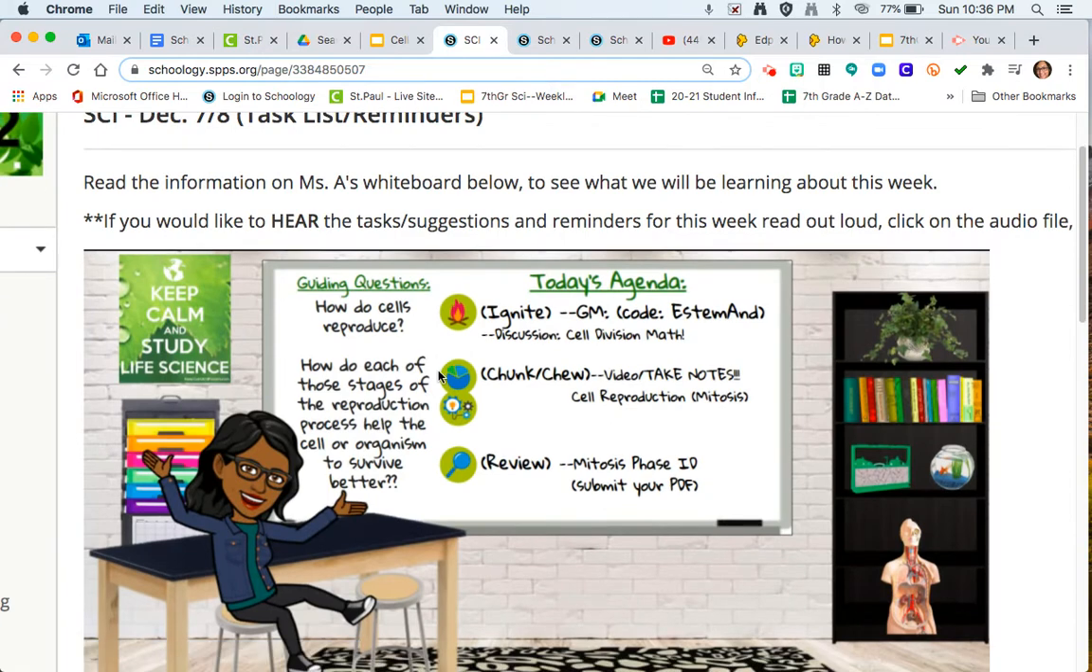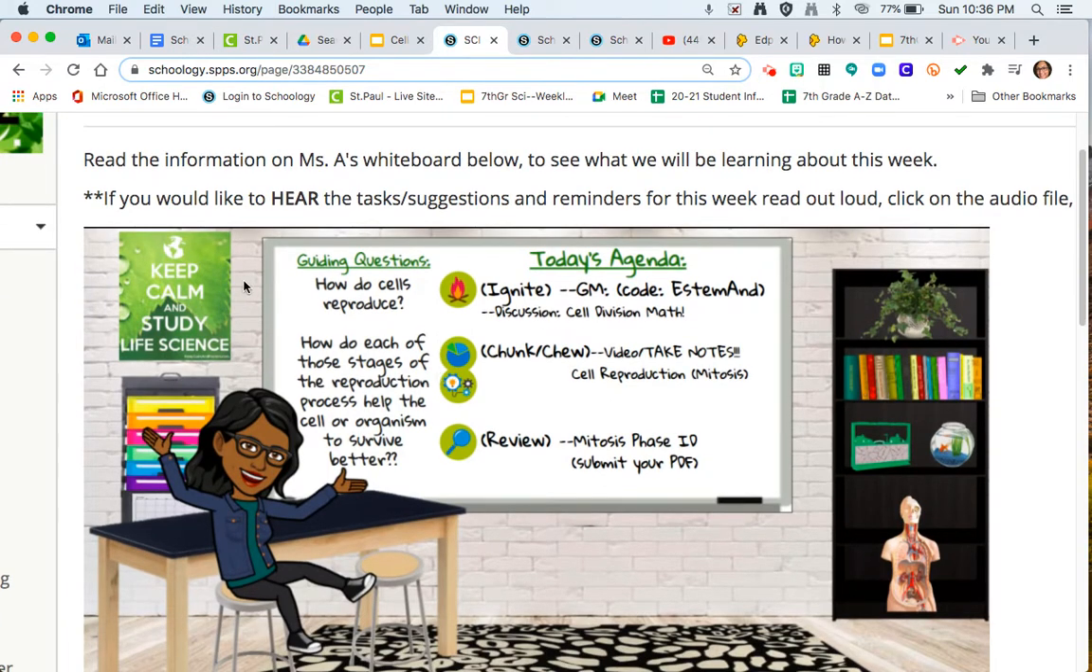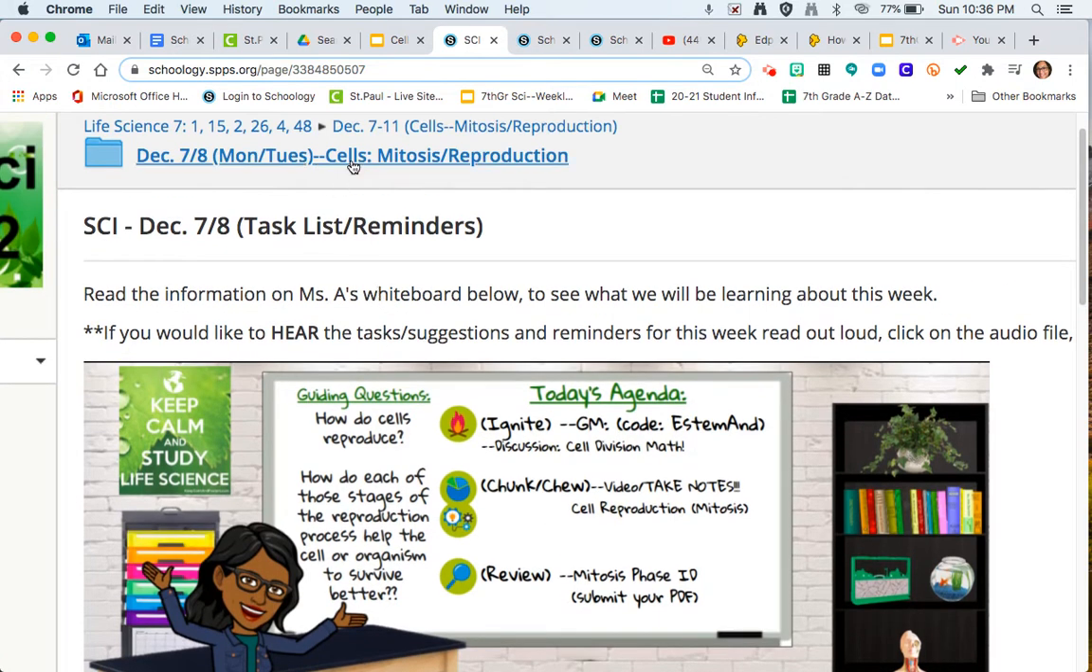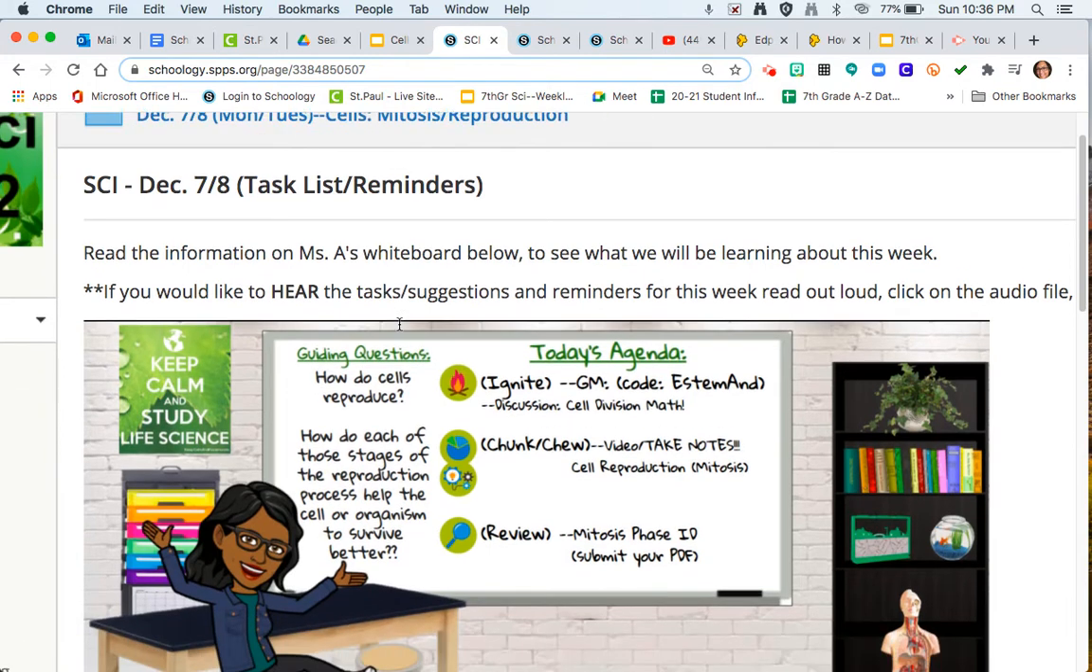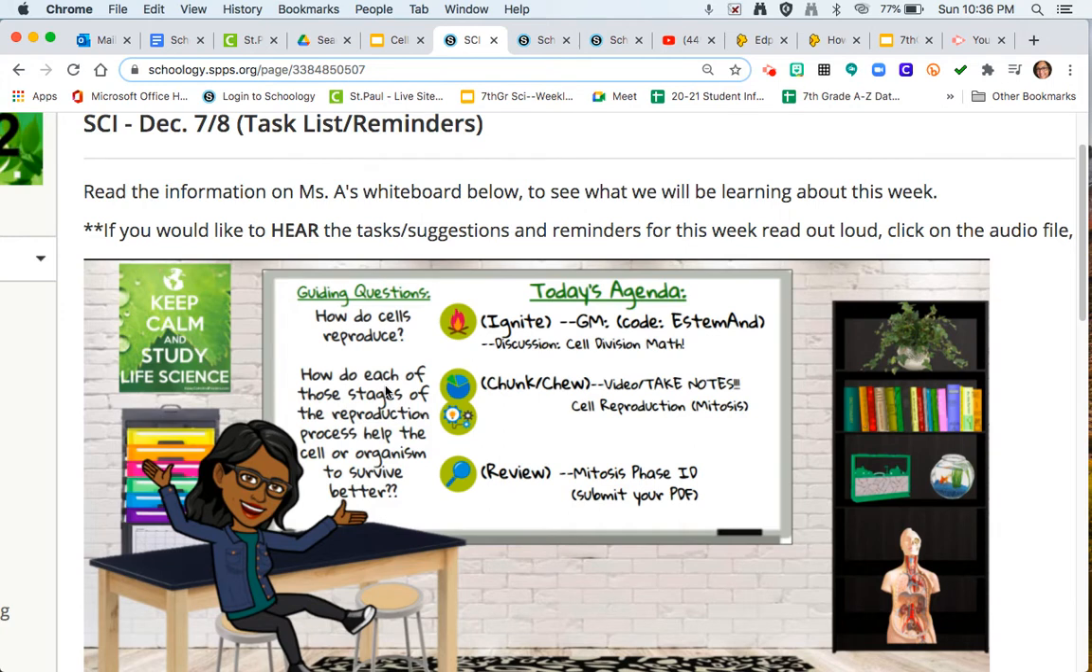Okay, so I'm going to click on the task list and reminders to start us off and zoom in just a little bit here. You have two guiding questions on the left side. It says, how do cells reproduce? So this is the last main topic where we're focusing specifically on cells, talking about how they reproduce this time in a process called mitosis. And then how do each of those stages of the reproduction process called mitosis help the cell or organism to survive better? So those questions I want you to have in your mind this week and next week.